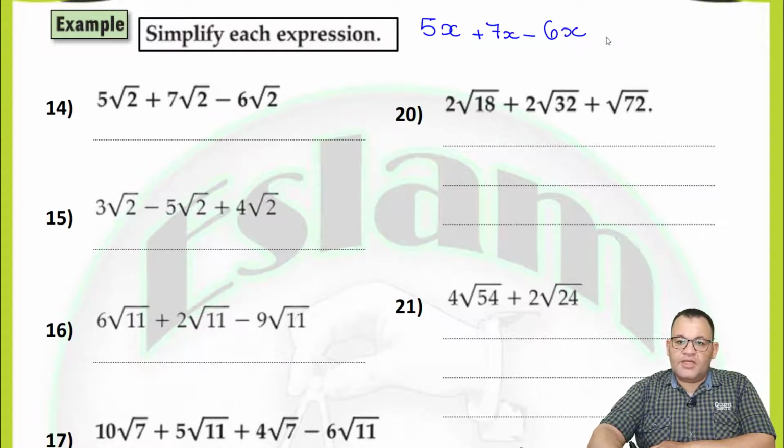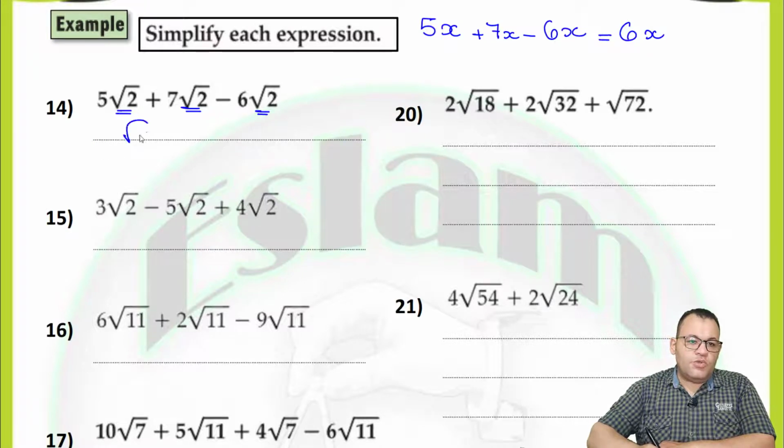Because all of them are like terms, we can say 5 plus 7 equals 12. Minus 6, it will equal 6. And write the variable without any change. So because we have root 2 and root 2 and root 2, just write root 2 without any change. 5 plus 7 equals 12. Minus 6 equals 6. So the answer will be 6 root 2.